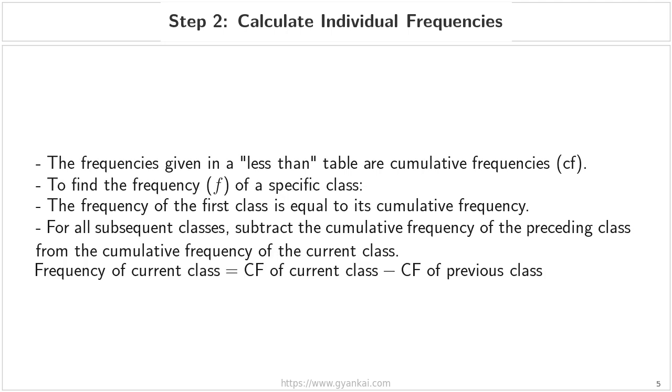However, for every class that follows, you must subtract the cumulative frequency of the preceding class from the cumulative frequency of the current class. In mathematical terms, you can think of it as the frequency of the current class equals the cumulative frequency of the current class minus the cumulative frequency of the previous class. Now that we know how to identify our class intervals from the upper limits, we need to address the most critical part of this process: finding the actual frequencies. Once you have applied this subtraction to every row, you will be ready to move on to the next step, which is constructing your new standard frequency table.